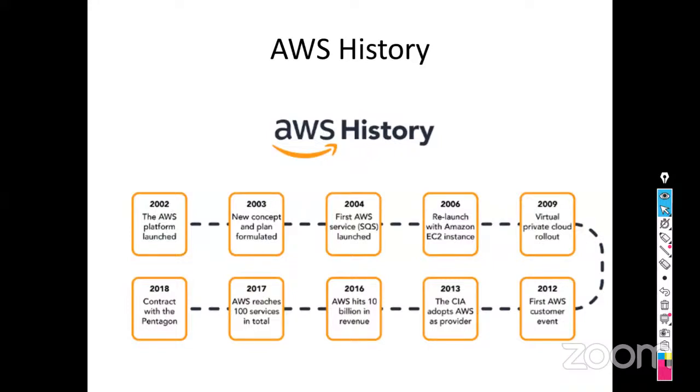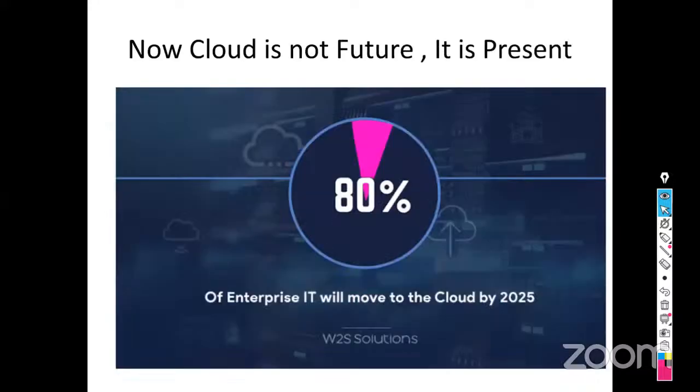And as per my experience, from 2017 or 18, most organizations started migrating their environment from on-prem to the cloud environment. And this is a WTS Solutions report: as per market reports, by the end of 2025, 80% of organizations' environment infrastructure will migrate to the cloud.